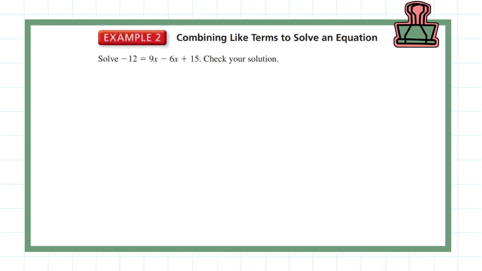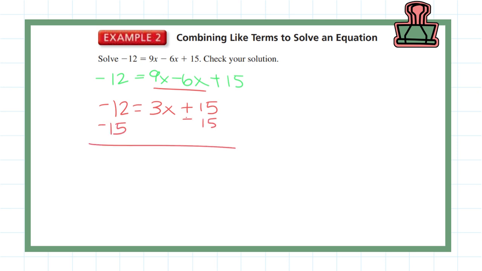Combining like terms to solve an equation. The first thing we're going to do is write the equation: negative 12 equals 9x minus 6x plus 15. Here we're going to combine the like terms, which are 9x minus 6x. So we have negative 12 equals 3x plus 15. Once we're here, we're going to undo this addition by subtraction of 15.